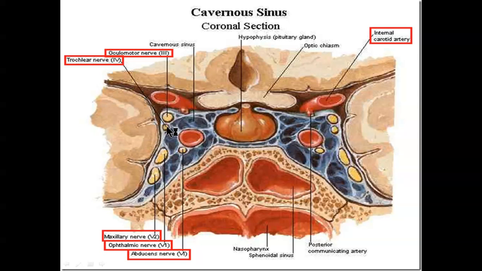Whereas cranial nerve 3, cranial nerve 4, the trochlear nerve, V1 and V2 would be on the lateral aspect of the cavernous sinus. They themselves aren't the contents of the cavernous sinus. They are enclosed inside the two layers of the dura mater over here. Here we can see the sphenoid sinus.